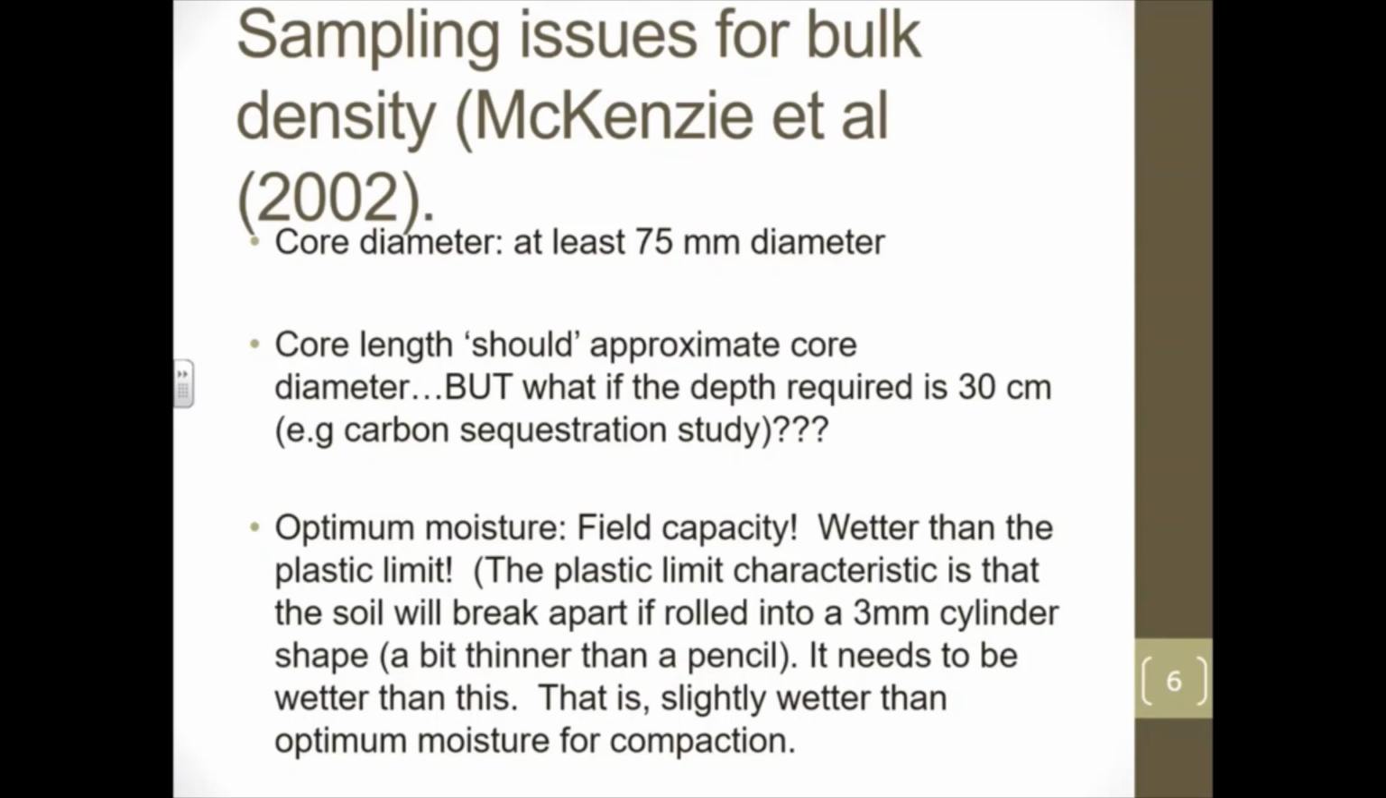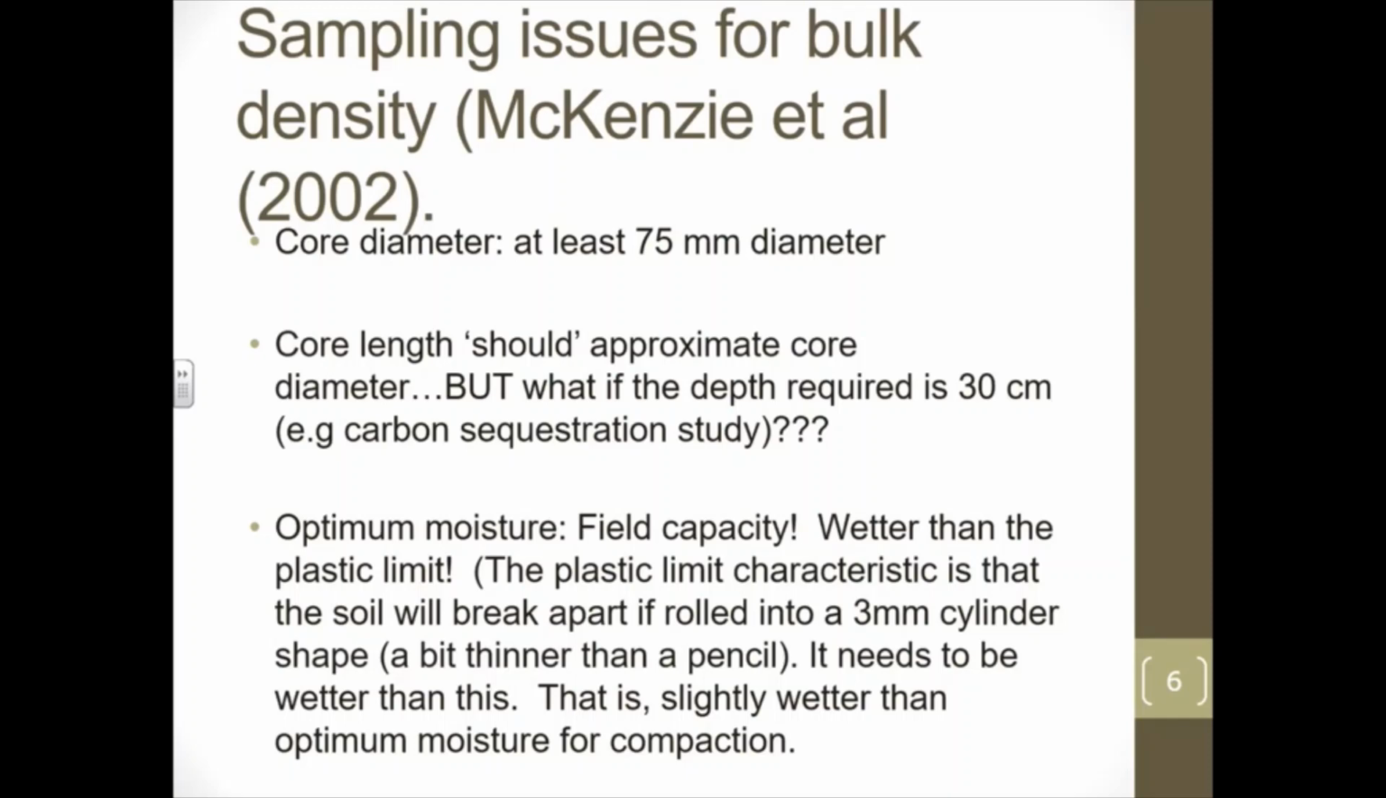The core length, according to Mackenzie, should be approximately the soil core diameter. But if you are doing a sample of, say, 30 centimetres, you're doing depth. If you're doing a few hundred of those a day, you need to be double to get around the paddock. So it's got a practical issue.